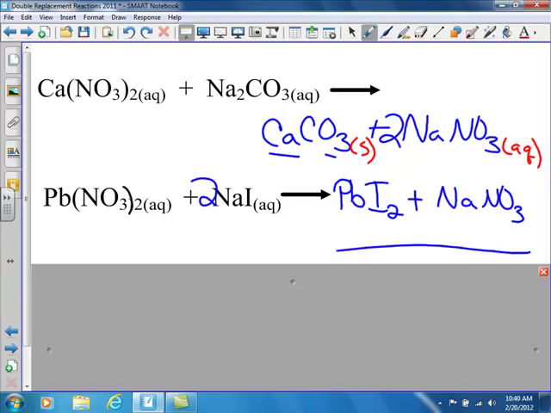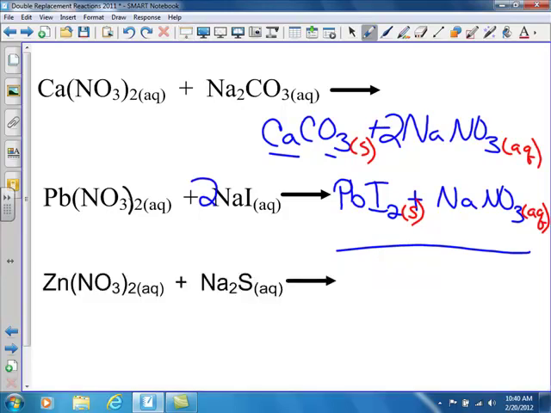Then go over here. Of those two, which one's aqueous? Which one is a solid? You should be looking on your solubility chart. This one's aqueous. That one is solid. Okay, one last one. Write the products.